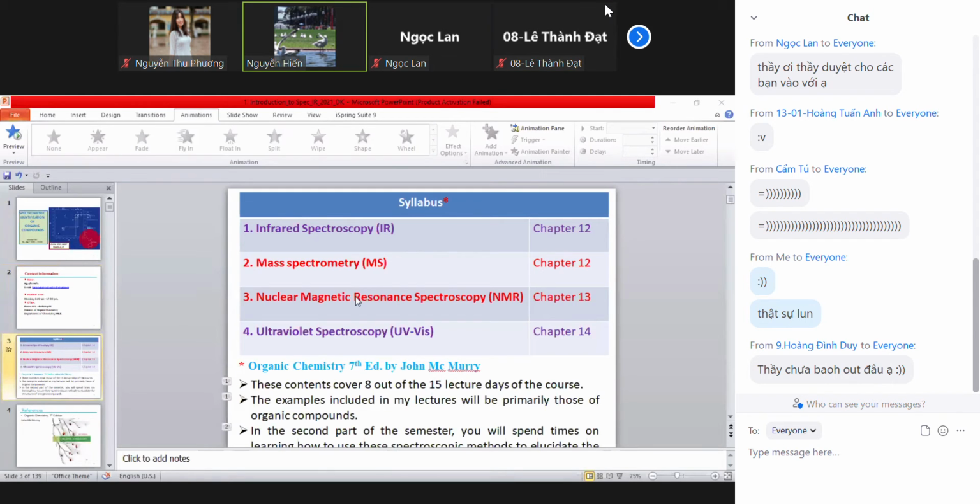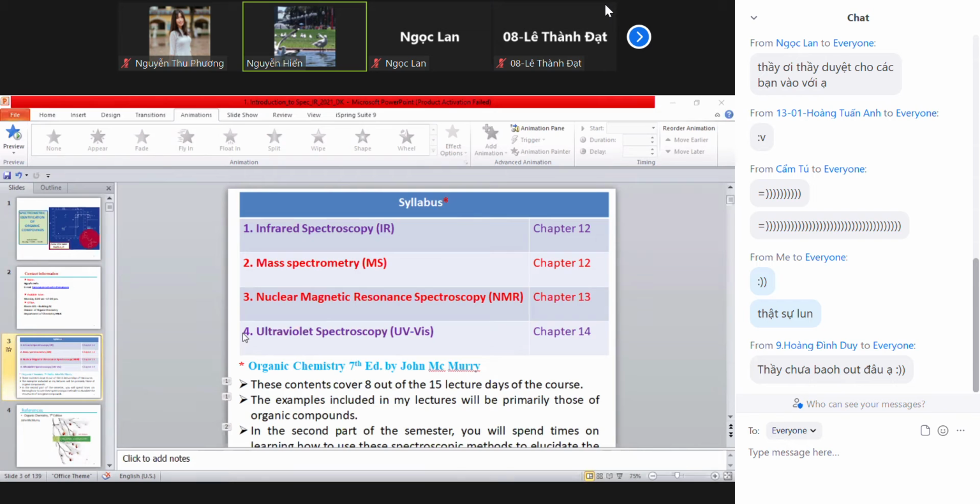Of our lectures, infrared and mass spectrometry. Okay, the very important and very interesting part is nuclear magnetic resonance. Nuclear magnetic resonance spectroscopy, NMR. This will be in chapter 13. This is a very strong tool that we can use to elucidate the structures of organic compounds.